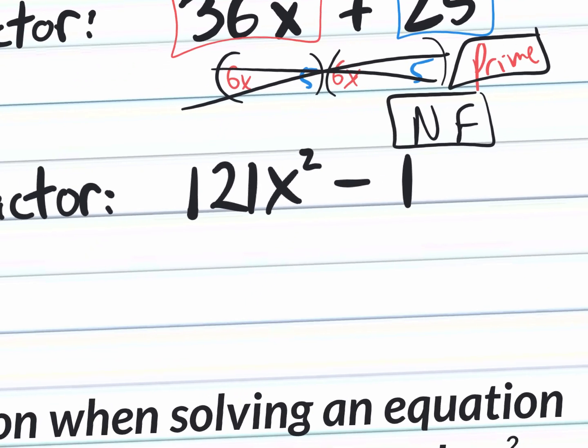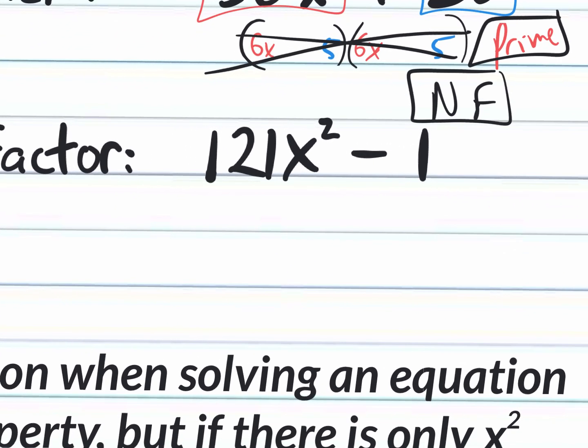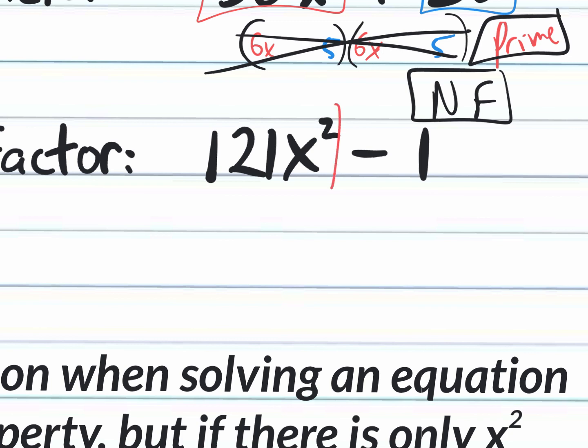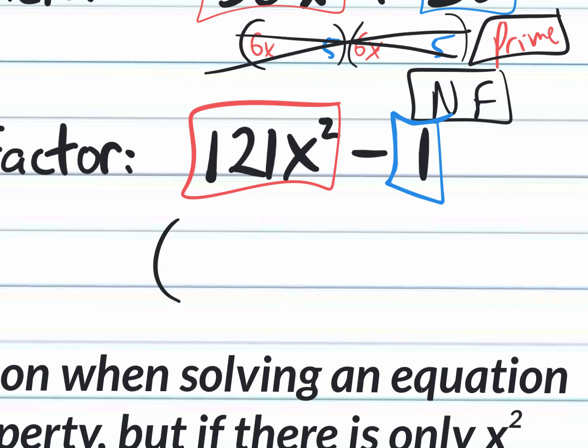Last one here. These are perfect square terms. We have a perfect square term right there, and a perfect square term right there. So let's plug it into our answer format by square rooting. What is the square root of 121x squared? 11x. What's the square root of 1? 1. So you put 11x and 1.